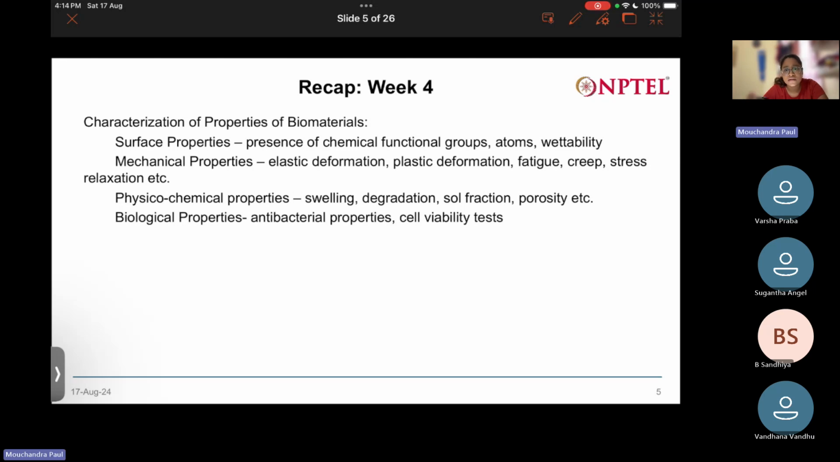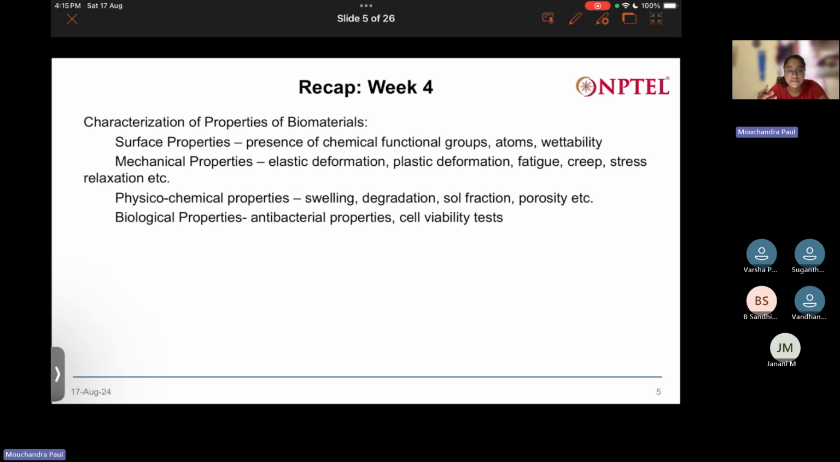And as you can guess, the scaffold size is always bigger than the size of one cell. So cells will be able to feel, through their receptors, the nature of the surface: how hydrophilic or hydrophobic it is, and what type of groups are there, the chemical functional groups. Those properties will affect how well your cell is going to behave. So predominantly it is the surface properties that directly influence the behavior of the cell.